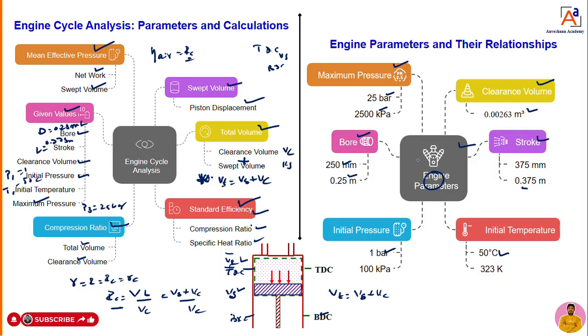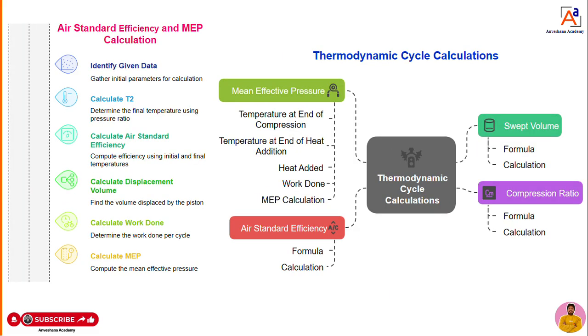Now this is about how to understand the problem. We understood the problem with all the required information. Now I will move to the next part. How to solve this problem? There are some important steps. First, what you have to do? You have to identify the given data.